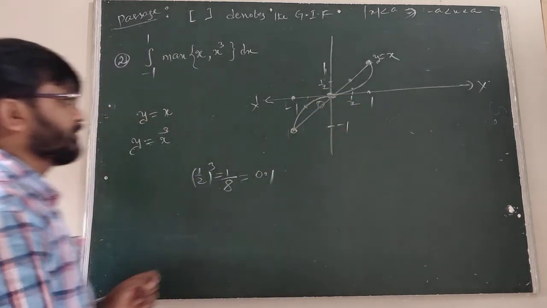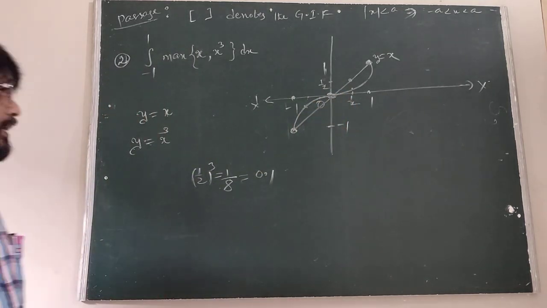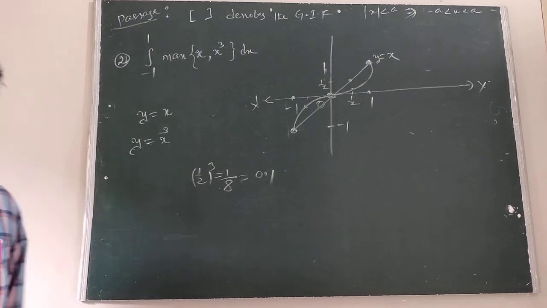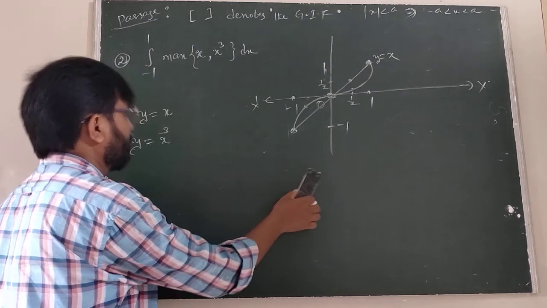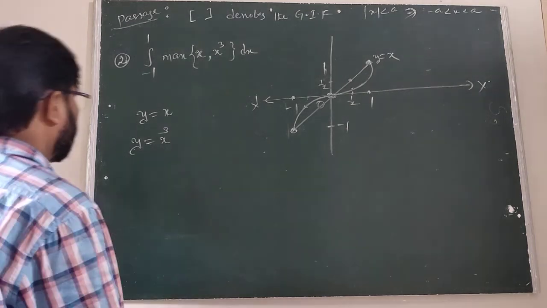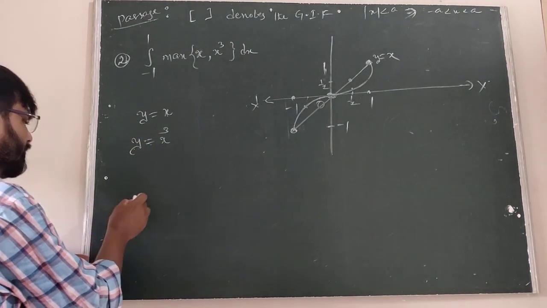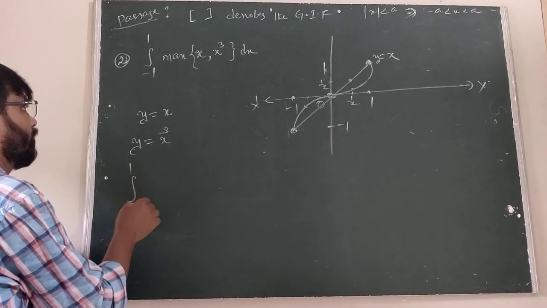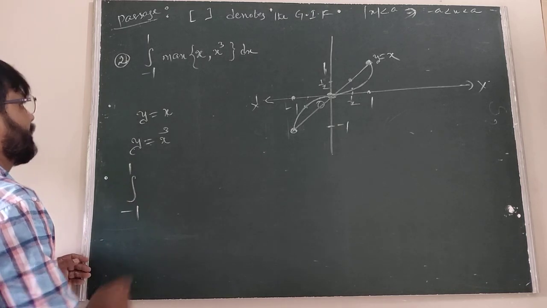Is it clear or not? This is the graph of y equal to x cube. Therefore, now we have to take the maximum in this region. So we have to find, all of you listen here, minus 1 to 1. Minus 1 to 1 is there.